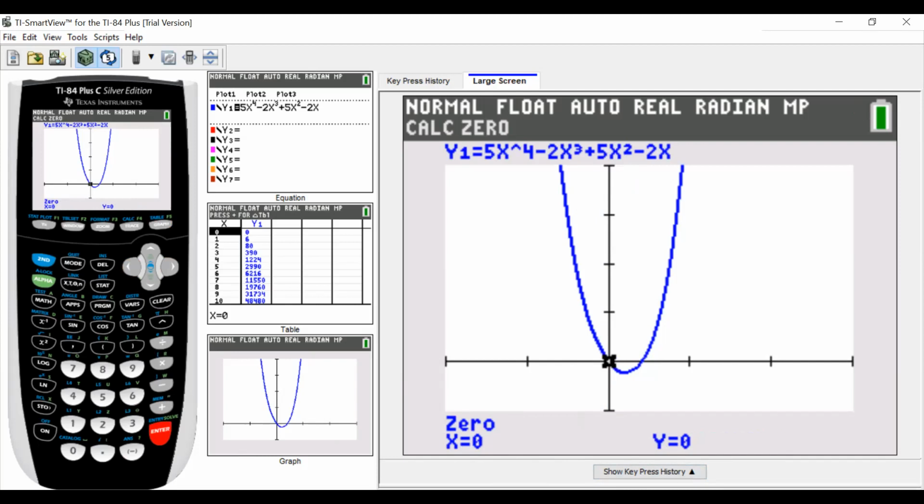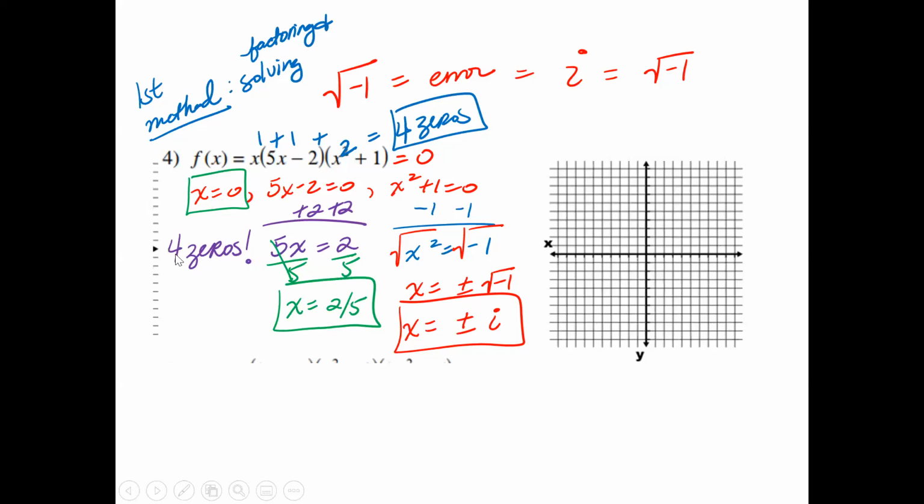And that does make sense because if I go back over here, didn't I have 4 zeros? Wasn't the first 0 at 0? Isn't that correct, you guys? You guys see that? Yeah, so that's correct. So it validates it. So then I'm going to find the second 0.